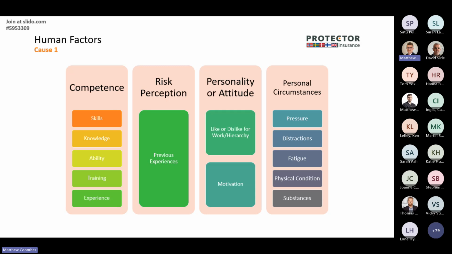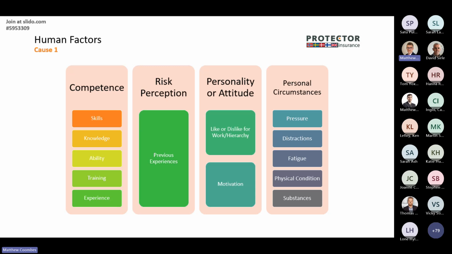To change one's perception often, unfortunately, takes an accident or serious incident. So we would always encourage businesses to use real life examples where you can when providing training to staff. And if the resources are available, it's good to bring in a speaker, for example, who has suffered a serious injury as a result of a slip, trip or fall, just to get that message across.